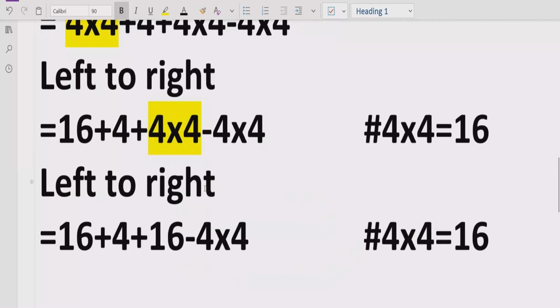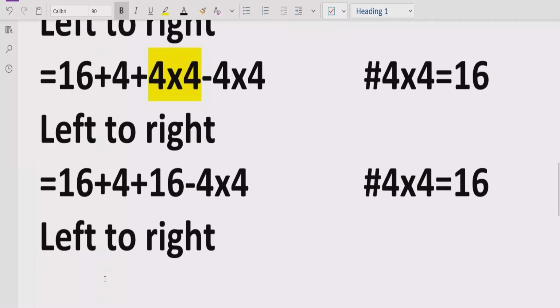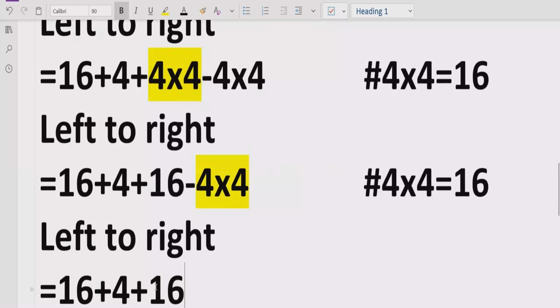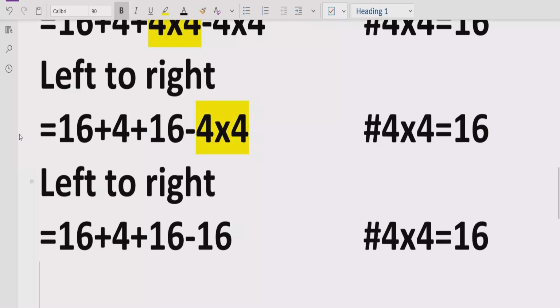Now move forward left to right in our expression and find the last multiplication, because we have this other multiplication. So we will write 16 plus 4, and this part we will write as it is, minus 16. Again, we will give the reference here: 4 multiplied by 4 equals 16. Now we do not have any multiplication and division.